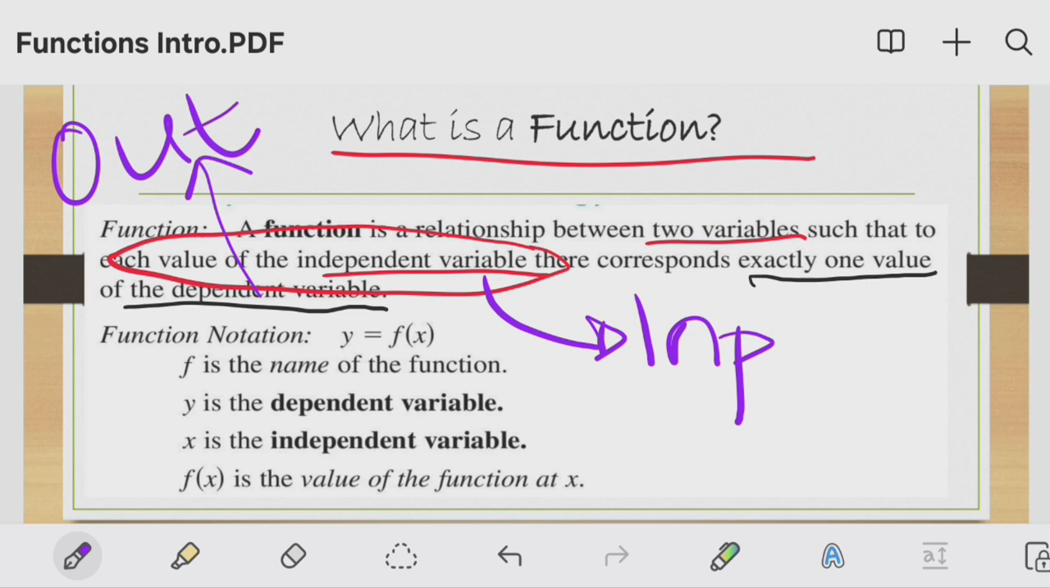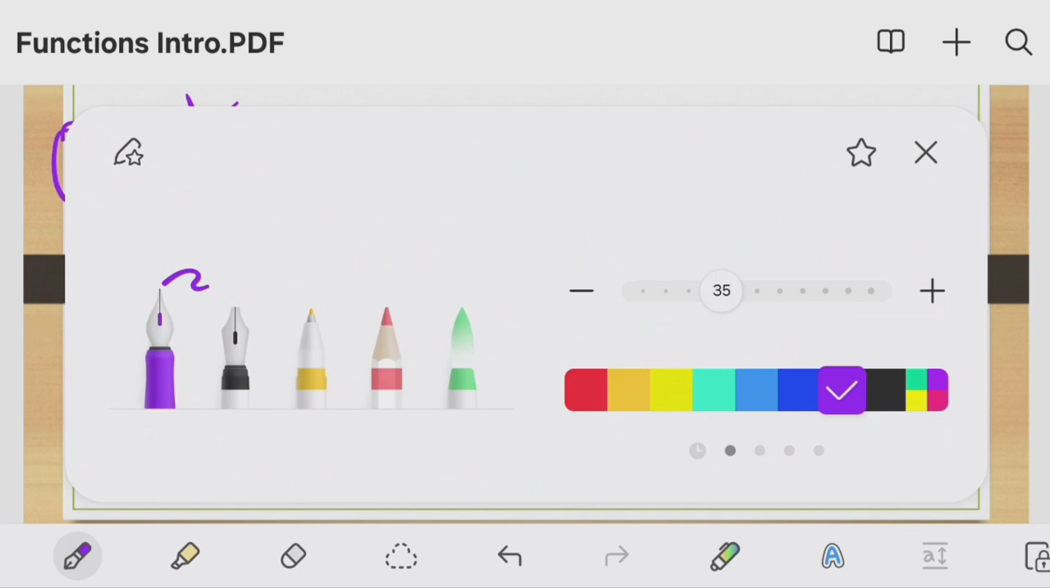Good job. So we will in actual fact explore what we mean that there corresponds exactly one value of the dependent variable, because that is very important to the definition of what a function is. So we are getting technical here. Well, we will use what we call function notation. That is what we will use.